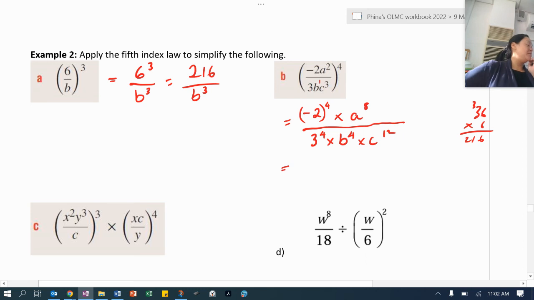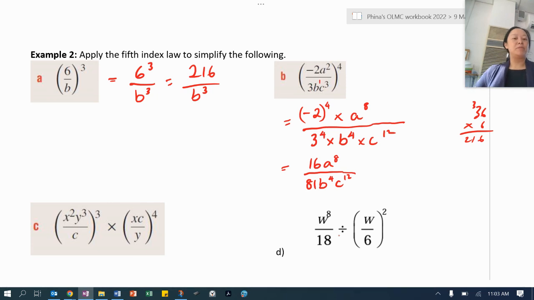And then I'll evaluate the numbers. So negative 2 to the power of 4 is 16. We just did that. A to the power of 8 over 3 to the power of 4. 3 3s are 9, 9 3s are 27, 81. I just know it from years of experience. B to the power of 4, C to the power of 12. Okay. Some of those lower ones are handy to know. You'll come across them enough times to start to remember them. Just thinking whether we can simplify. No, I think that's it.